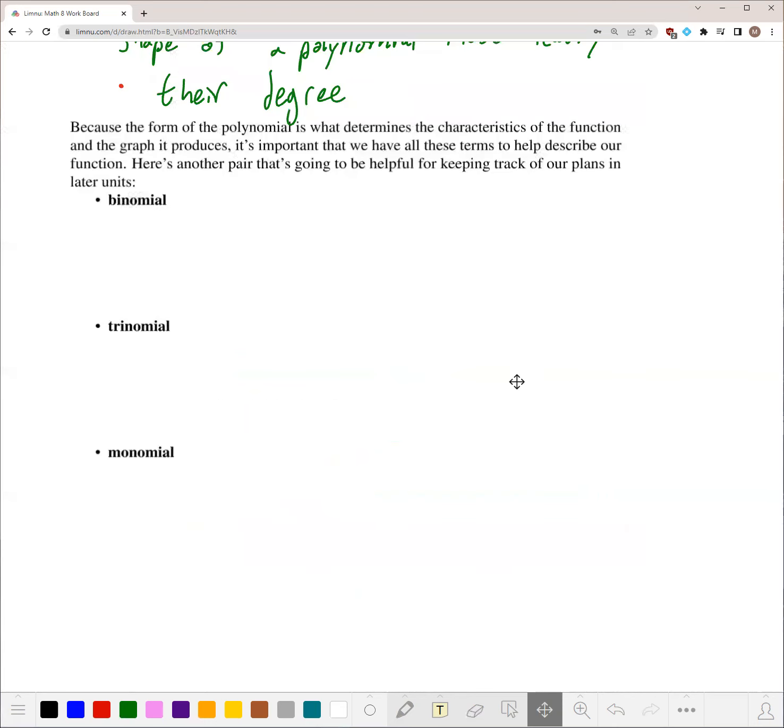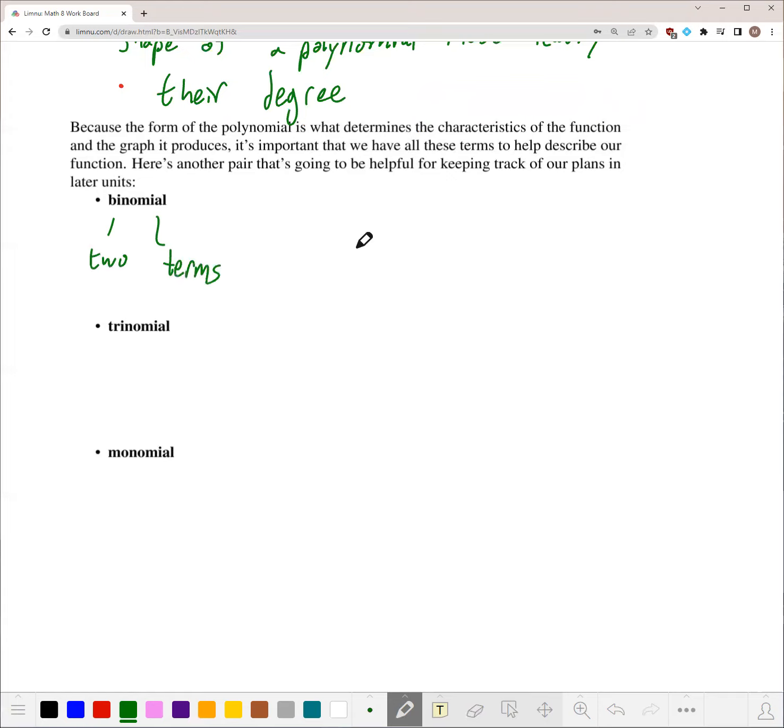Last but not least, for definitions: binomial, trinomial, monomial. These are really helpful to know because we can do a lot of different math more easily by using these 3 terms, but we don't really go into tetra or pentanomials or anything like that, because with binomials, trinomials and monomials, we've got tons and tons of tools we can work with. So binomial, you might remember the prefix bi as in bicycle. So that means 2 terms.